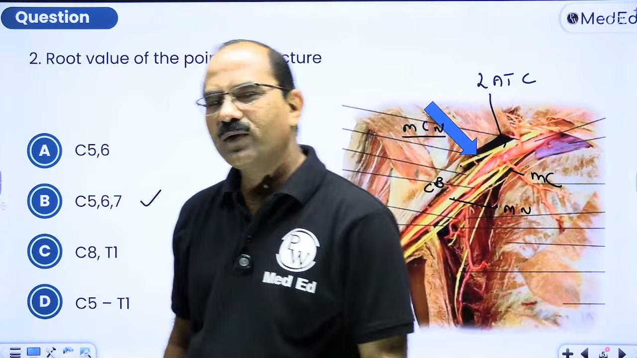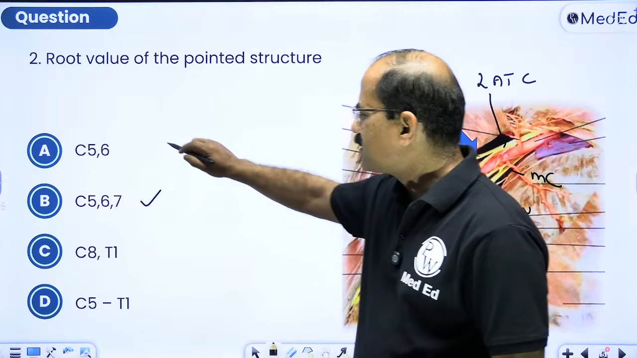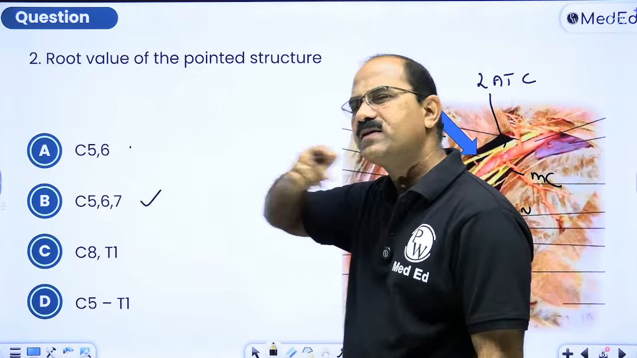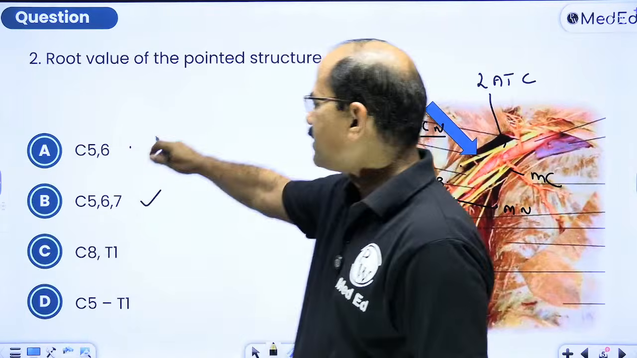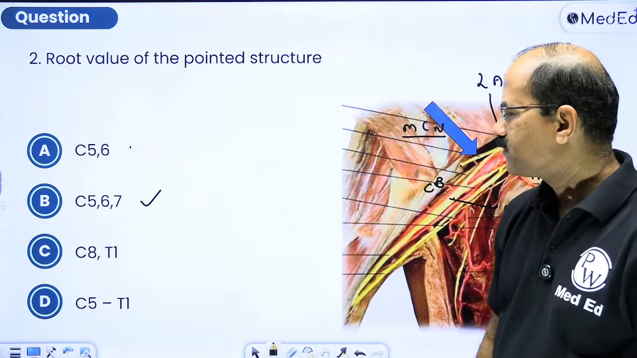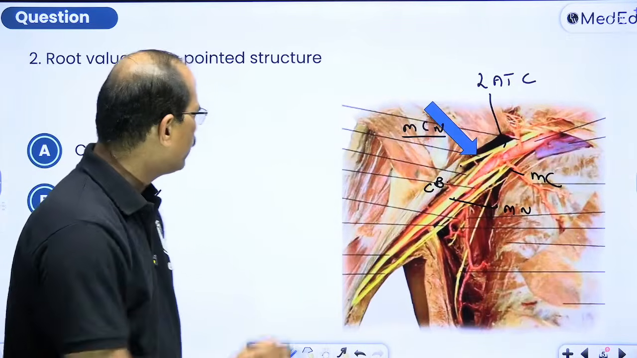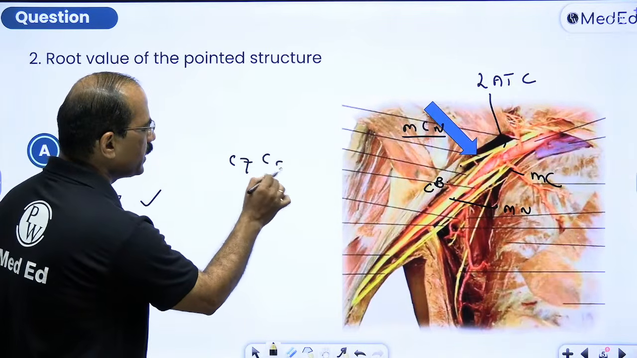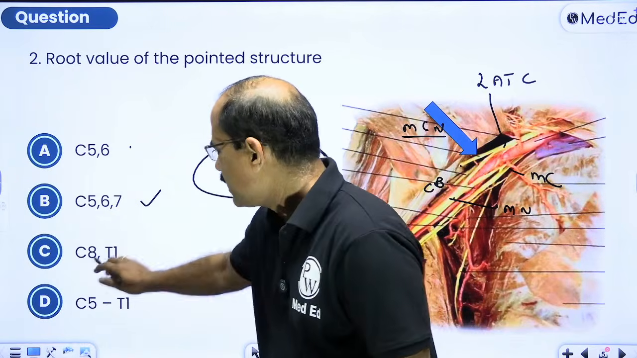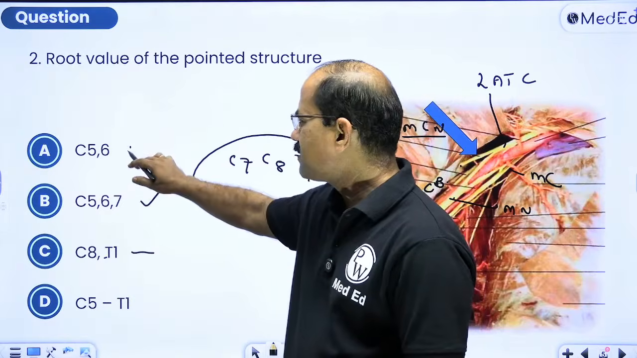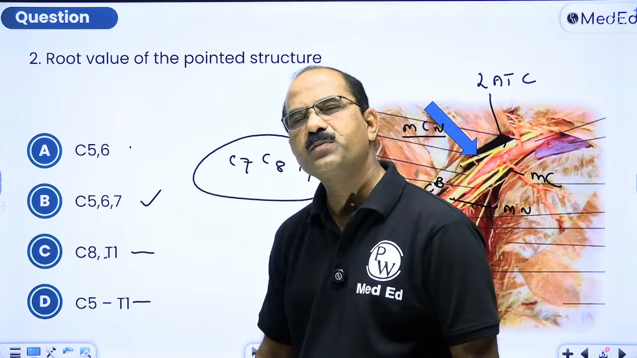The root value of the lateral cord is C5, C6, C7. Okay. C5, C6 is what? Upper trunk. C5, C6 is upper trunk. The axillary nerve also has C5, C6. Fine. Which is the nerve which has a root value of C7, C8 and T1? Which nerve is this? Can you tell? C8, T1 is lower trunk of brachial plexus. C5, C6 is upper trunk of brachial plexus. C5 to T1 is the posterior cord.